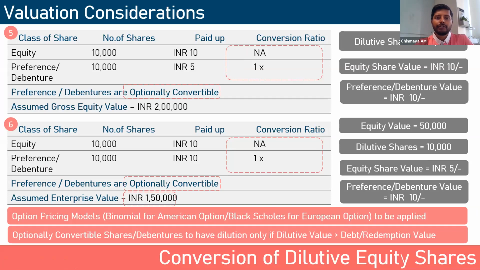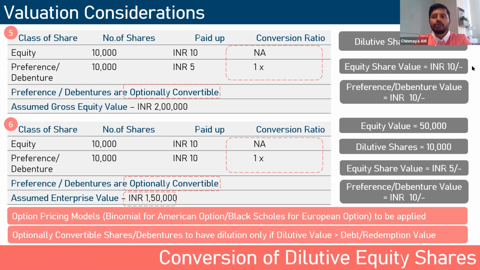Now we are seeing the optionality clauses. So in this case, the first example is equity 10,000 shares, 10,000 paid up, preference 10,000 shares, 5,000 paid up, 1:1 conversion ratio. And preference or debenture, whichever category it could be, we've taken only one category. So these are optionally convertible. Option can be exercised by either company or by the option holder, or maybe some more dependency clauses could be there as to how that option can be converted. And the value of company is 2 lakhs.